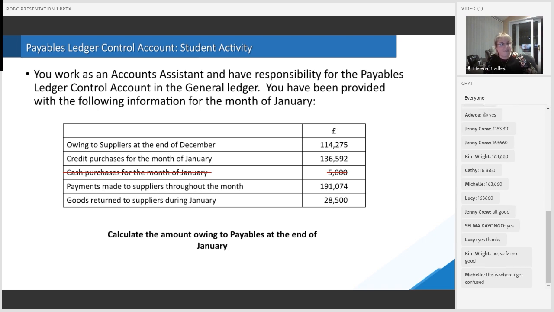So you can kind of guess what's coming next. I'm going to ask you to prepare a payables ledger control account for me. And I'll just wait to see what that one comment is, guys. This is where I get confused. Michelle, can you elaborate on that at all, please?